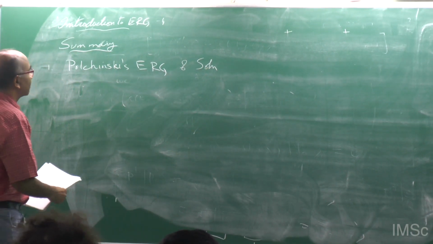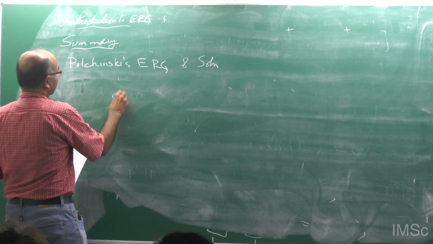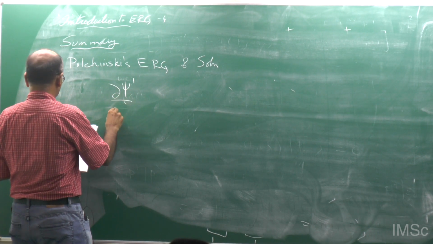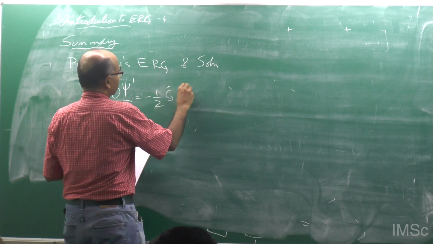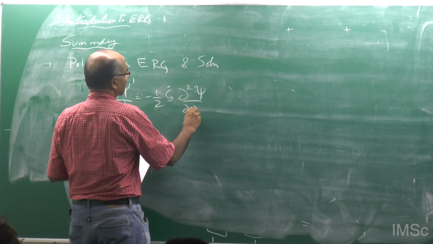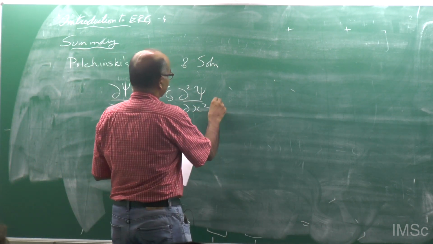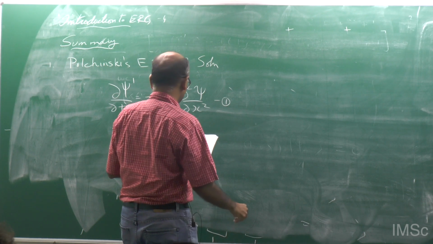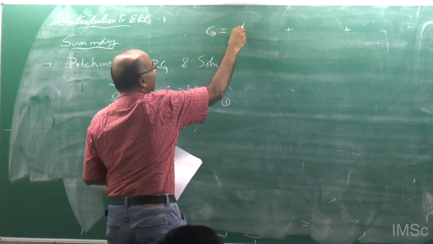So we wrote down Polchinski CRG, I'll just write that down. So that was something like this. So using the usual shorthand notation, where X is the field, and G, this G is the propagator.